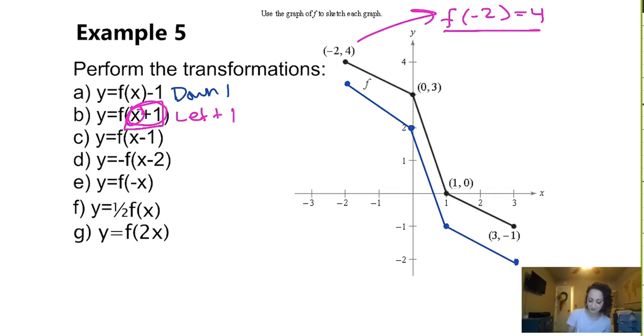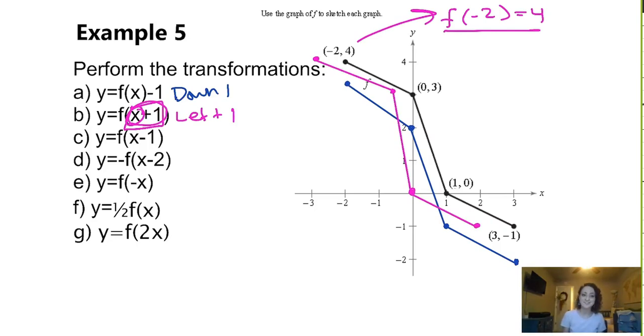So instead of -2, 4, I'm going to have -3, 4. Instead of 0, 3, I'll have -1, 3. Instead of 1, 0, I'll have 0, 0. And instead of 3, -1, I'll have 2, -1. And then let's connect. Good, so we should have something like that.